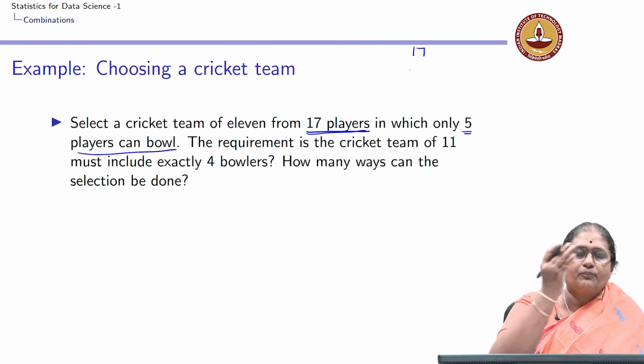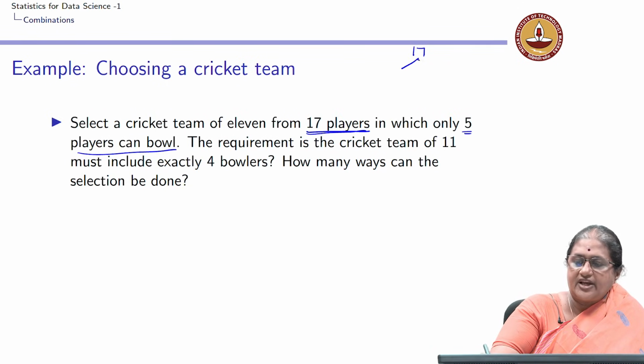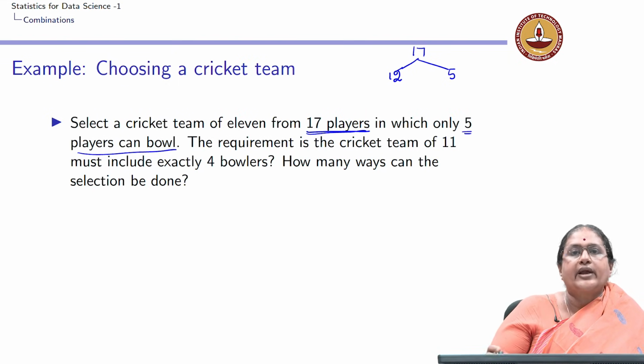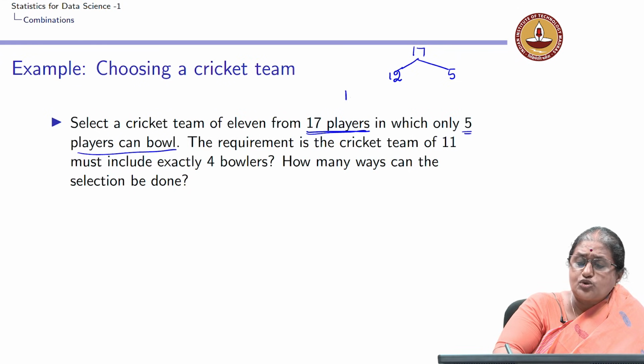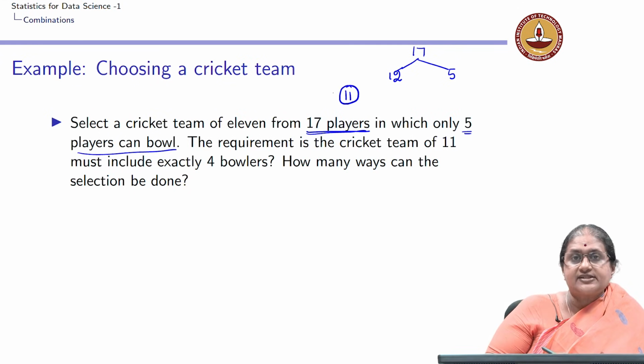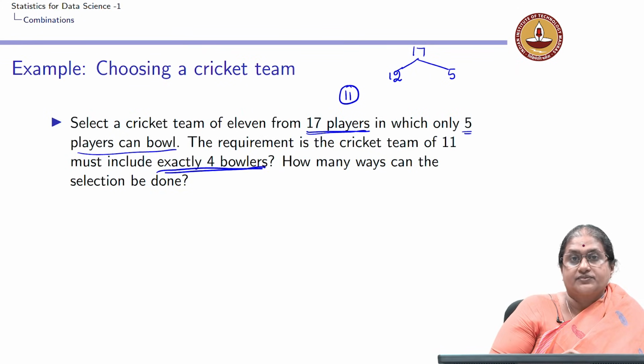So, recall I can put it in the framework of my question paper. Of these 17 players, I have 5 who can bowl. So, 17 minus 5 is 12 who cannot bowl. I need to choose 11 players. The requirement is it should have exactly 4 bowlers.